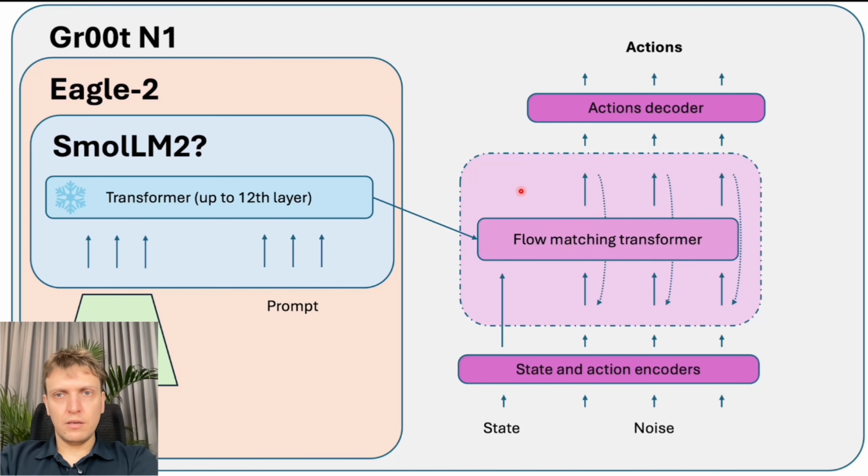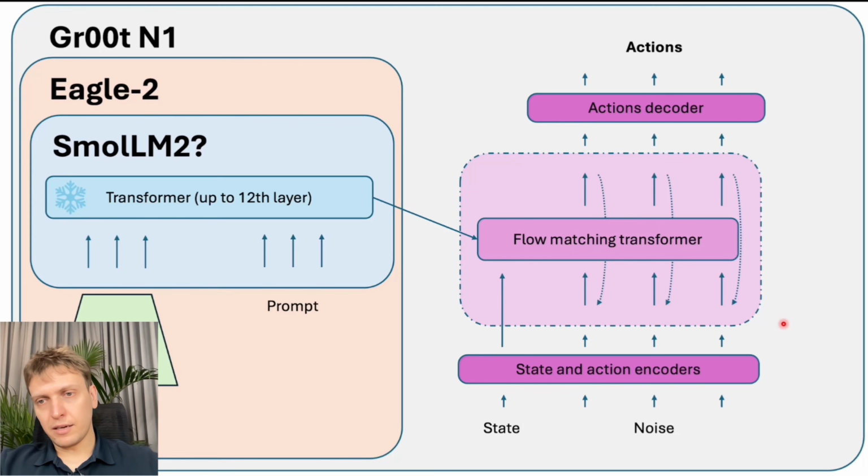Another interesting thing about this flow matching transformer is that NVIDIA uses separate action decoders and encoders for every embodiment, for every robot that they train their model for. And this is not, I would say, surprising. It's a pretty normal approach to do it. And I would probably do it myself if I needed to do it from scratch.